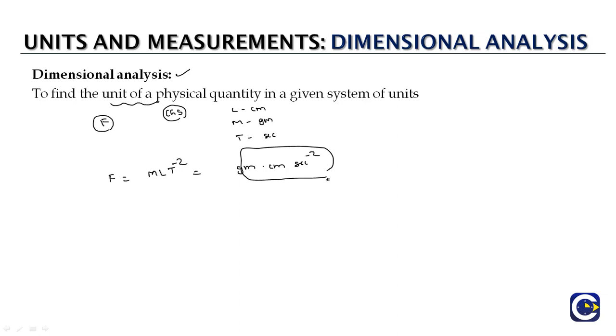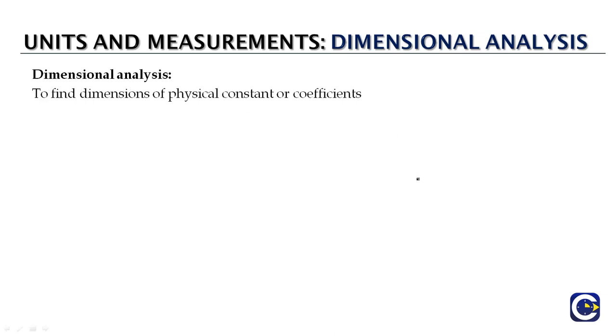So this way we will be able to find the unit of a physical quantity in a given system of units, and this is actually called a dyne. So the CGS unit of force is called a dyne. This is the first application of dimensional analysis.